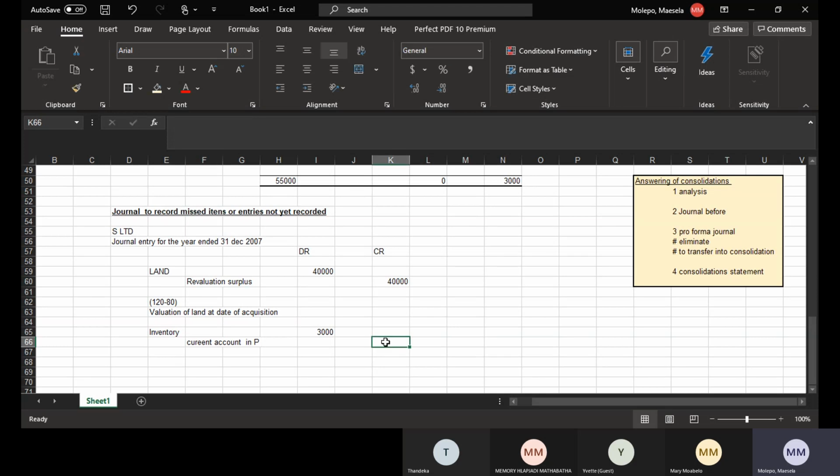So the current account is increasing on the credit side. Now both of them have equal current accounts. So that will be the end of this journal. Now we're going to do the journal for elimination, which will be our number 3.